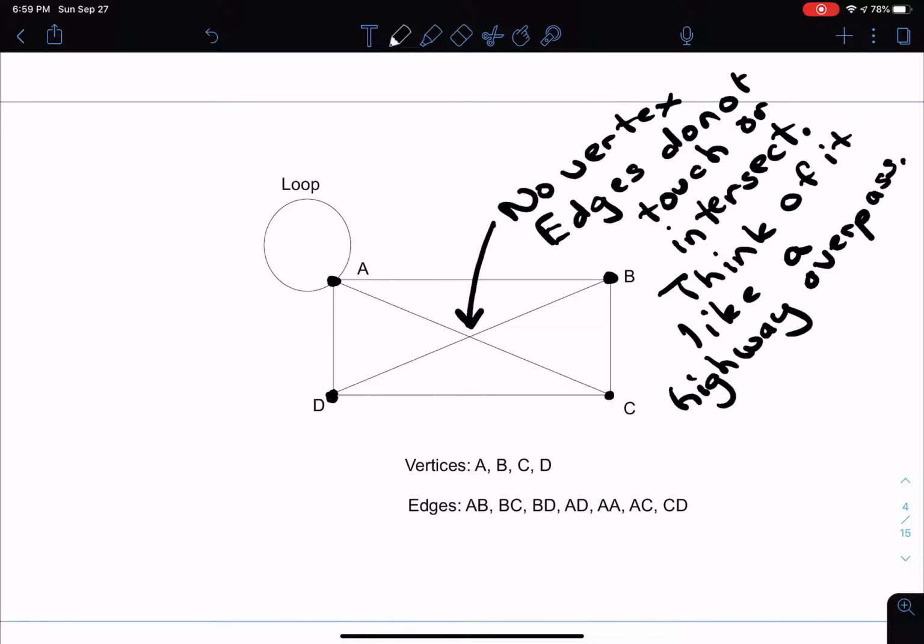But from A to B is an edge. Between B and C, that's an edge. Between B and D is an edge. Between A and D is an edge. Then the loop AA is considered an edge too. It starts at A and it comes back around and ends at A. That loop, that is an edge. There's an edge between A and C. There's an edge between C and D. So all those together make up this graph that we have here.